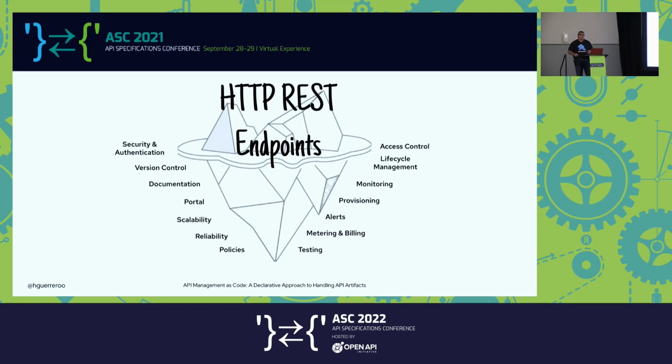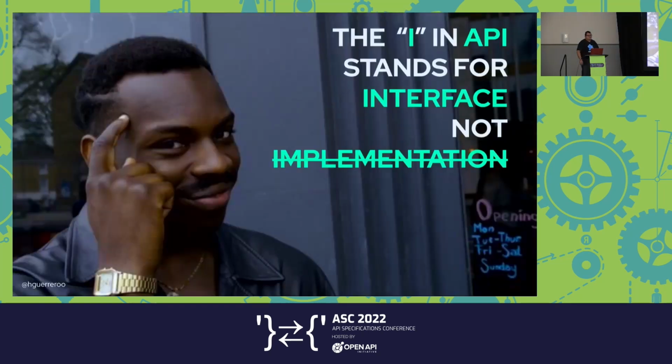So how do I do security, authentication, version control? How do I handle deprecation of my APIs? How do I handle scalability? And how do I do protection, rate limits, and so on? That's why it's important to remember some things. One of those is that when we talk about API, even though we were hearing yesterday that there are several definitions of API, the important part is that the I in API stands for interface and not for implementation.